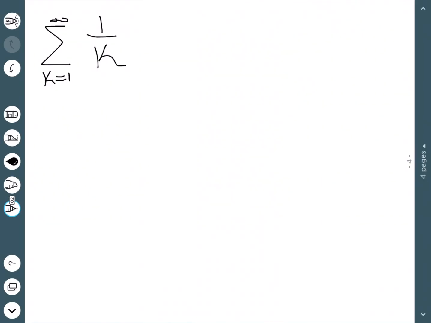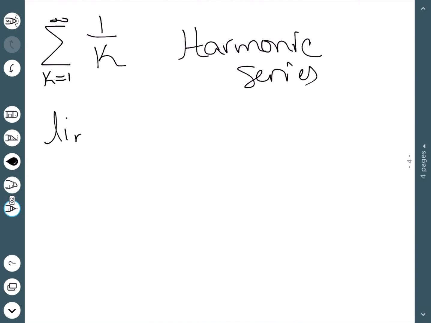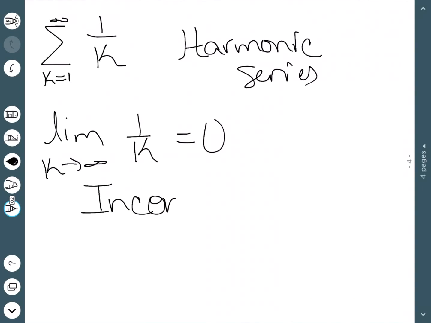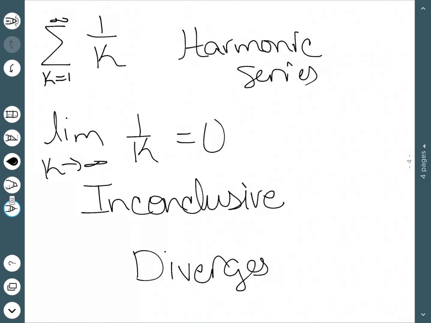Now let's look at the series sum of 1 over k, and this is known as the harmonic series. If I try to take the limit as k goes to infinity of 1 over k, I get 0. So my divergence test is actually inconclusive here. It does not tell me that this series converges, even though my limit is 0. In fact, we'll show in a later video that this actually diverges. So just because the limit's equal to 0 does not necessarily mean it converges.